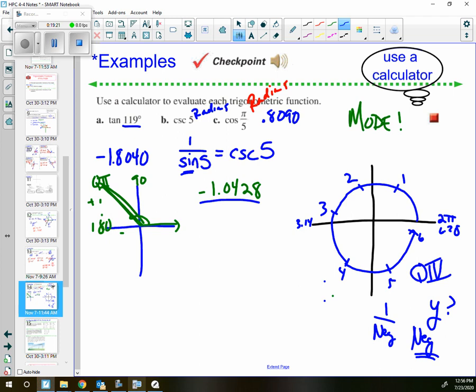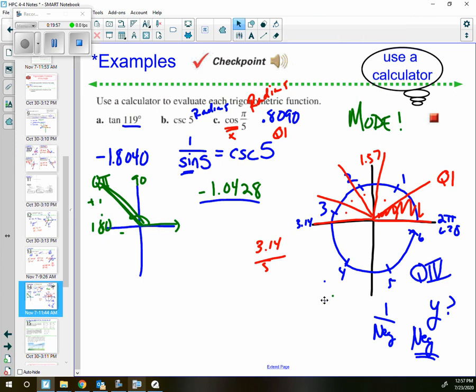Where would pi over 5 be? So pi over 5 means taking pi, which is all the way to here, into 5 equal chunks. So 1, 2, 3, 4, 5 chunks, one of them. So where is that angle located? Well, that's definitely in quadrant 1. You could do 3.14 divided by 5 as well, and you're going to see it's a number less than 1.57. So we're in quadrant 1. So does it make sense to you that cosine, or the x, is positive? Sure thing. Always think about where you are. What's reasonable? Where are these values going to be?